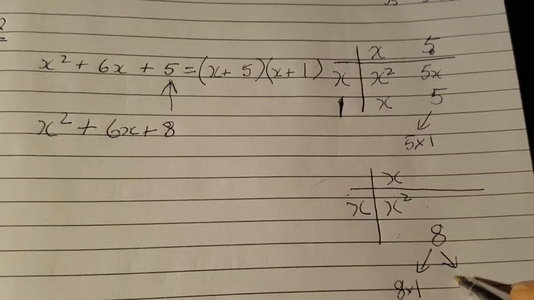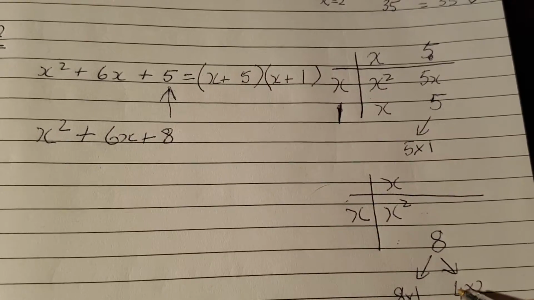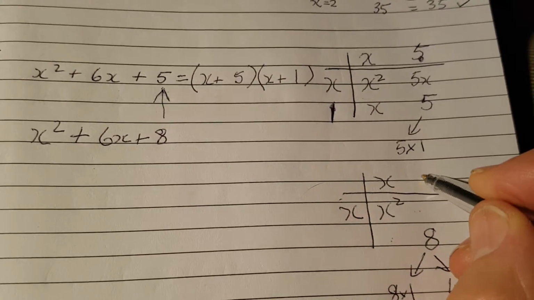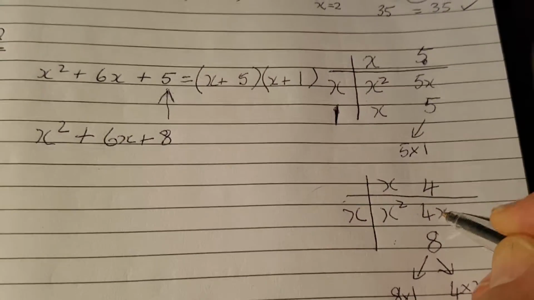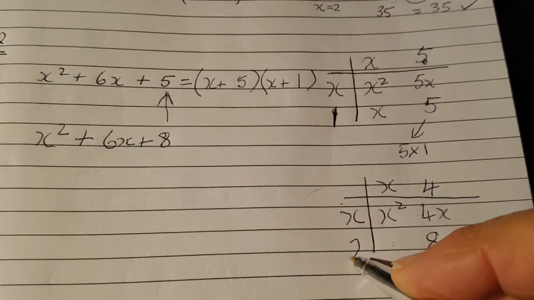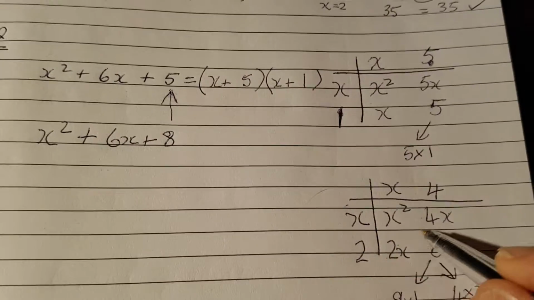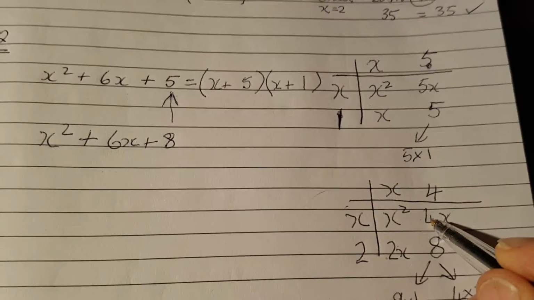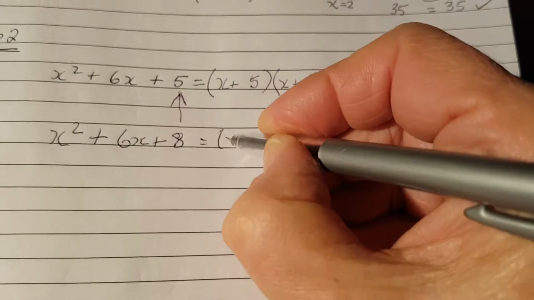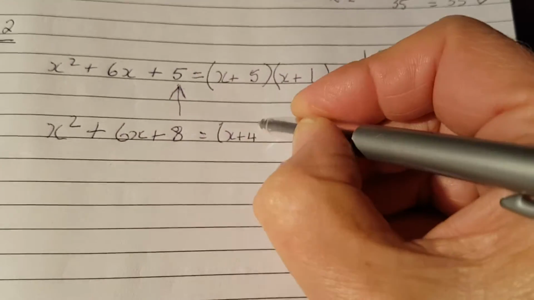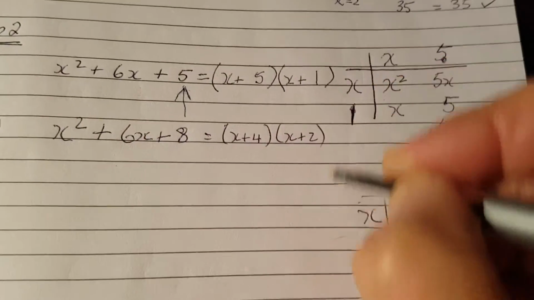Or it could be 4 times 2. If I put a 4 there, I'd end up with 4x, and if I put a 2 there, I end up with 2x. And if you add those together, you get 6x, so we're home and hosed. This is x plus 4 times x plus 2.